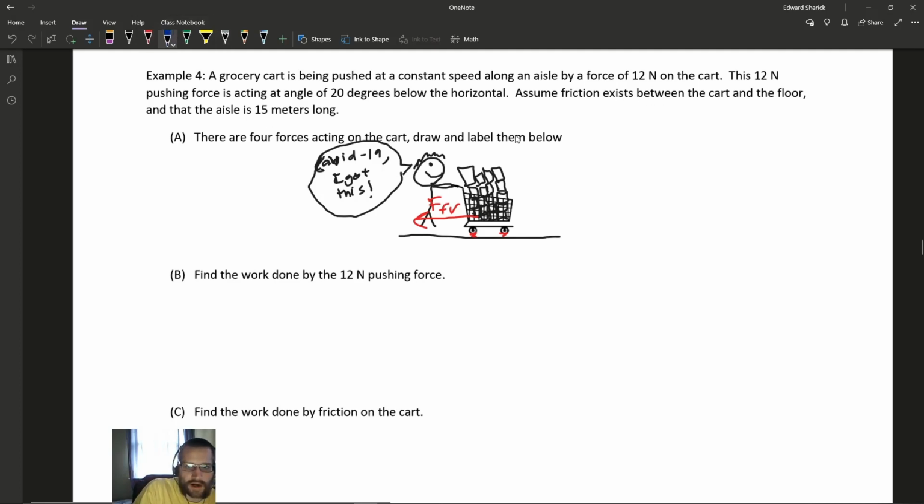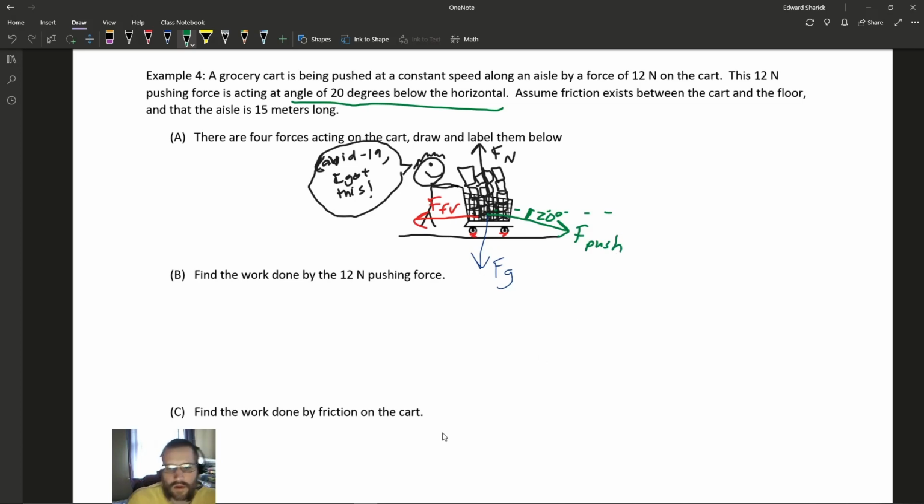We have the same force of gravity going downward, pulling this cart to the ground. We have some normal force pulling it up, and then we have our push. Now, oops, I drew this a little bit incorrectly. It says the force is acting at an angle of 20 degrees below the horizontal. So if I drew my horizontal here, the force of the push is actually going to have a slight angle, 20 degrees here. All right, so there's our four forces.